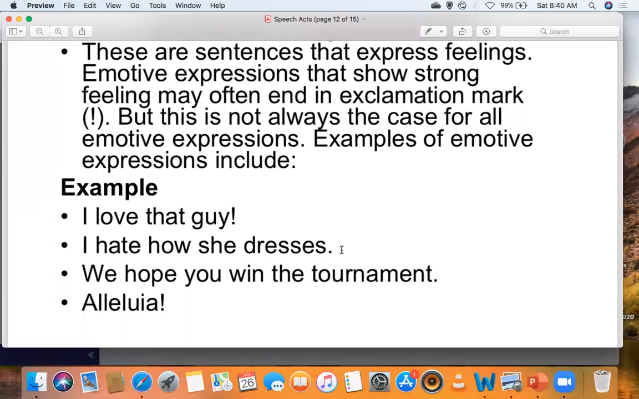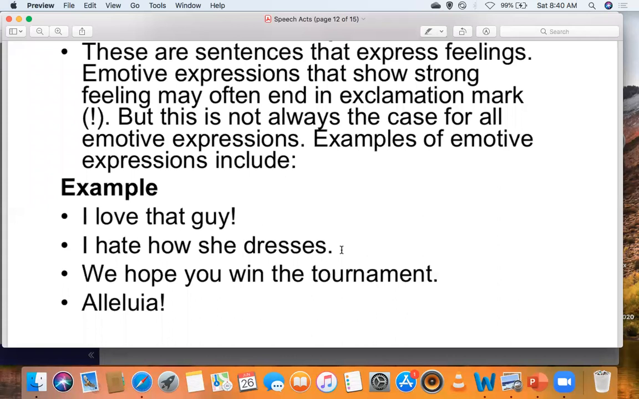don't. Examples: I love that guy. I hate how she dresses. We hope you will win the tournament. Hallelujah. So these are all expressions of feelings. They are not really like arguments. You don't agree or disagree with these expressions. When someone says I love that guy, you don't agree or disagree with it. The person is just expressing her feelings.